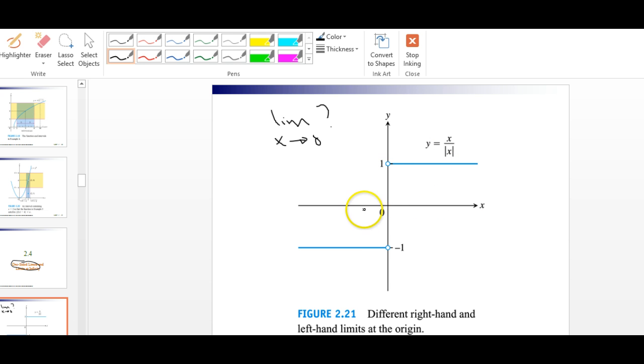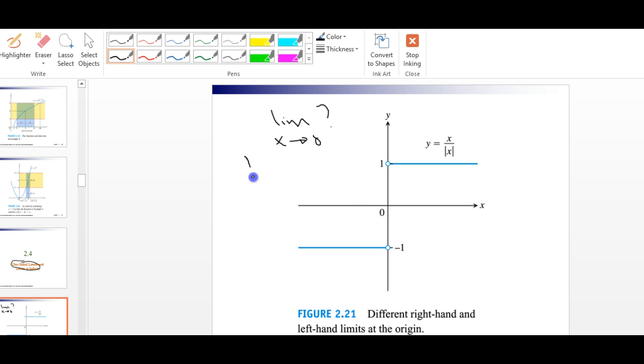So you can say that as x approaches 0 from left and right, the function seems to be heading towards two different values: from the left negative 1, from the right positive 1. They are not equal, so because they are not equal, there is no limit. But we can still talk about a left limit.